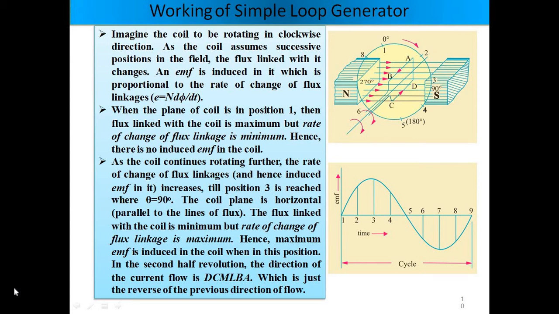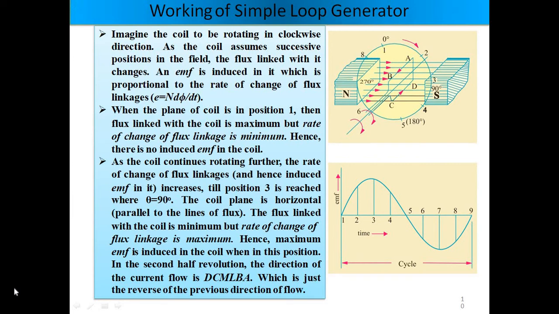When the plane of the coil is in position 1, the flux linked with the coil is maximum and the rate of change of flux linkages is minimum. Hence, there is no induced EMF in the coil. As the coil rotates further, the rate of change of flux, and hence the induced EMF in it, increases till position 3 is reached, at 90 degrees.